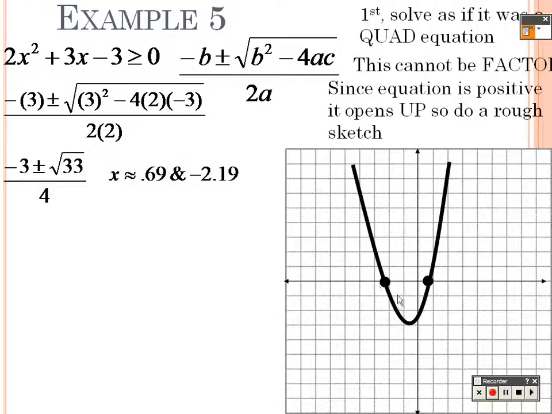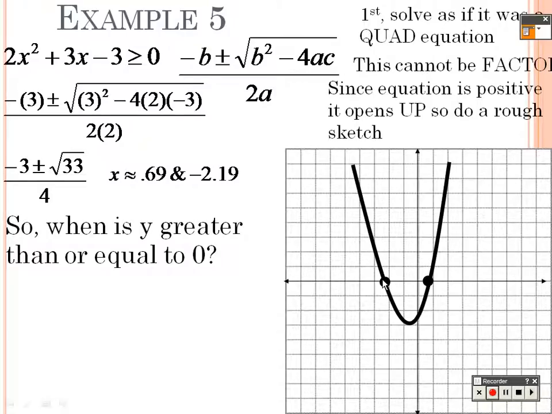And I drew a solid line because this has a bar underneath it, which means it includes those points. So when is it greater than 0? Right here, right? Because this is the line at 0. Over here it's greater than 0. Over here it's greater than 0. So where's it greater than 0 at? From negative infinity until it gets to negative 2.19. And then from 0.69 to infinity.